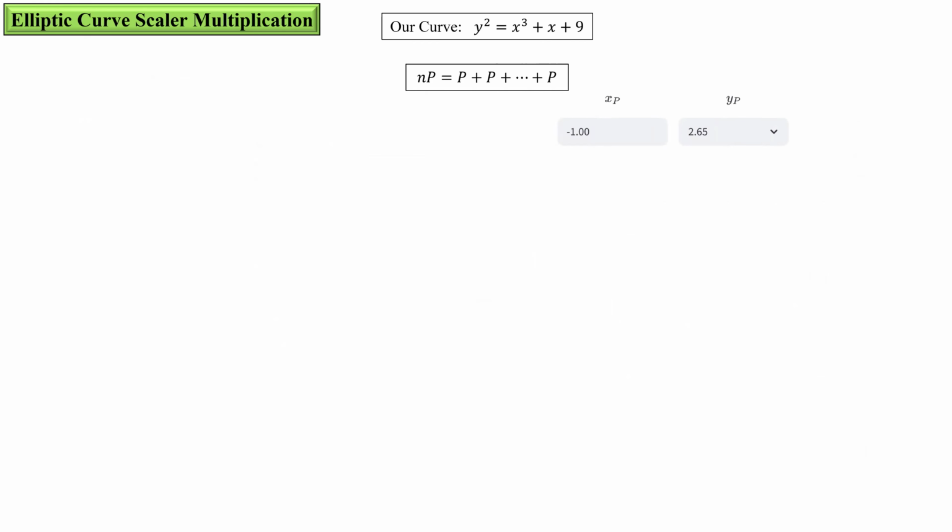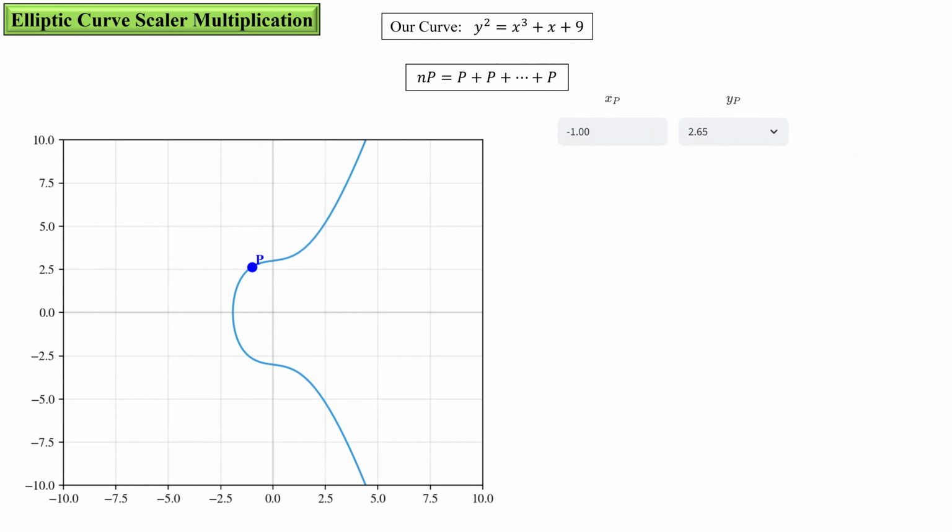Now we want to overview the concept with an example. The x and y coordinates for point P are set here, -1 and 2.65, and this is the point P on the curve. Now we want to compute 2P, and 2P equals P plus P, right?